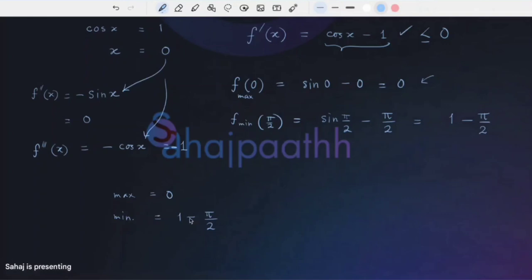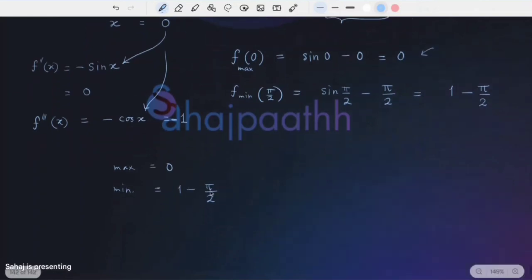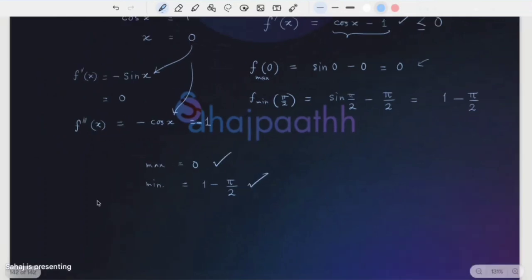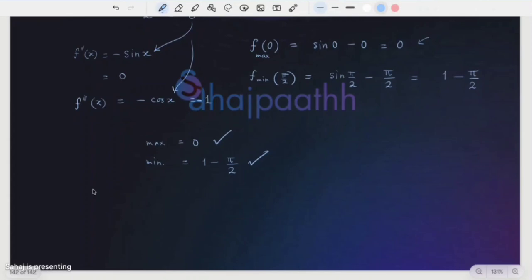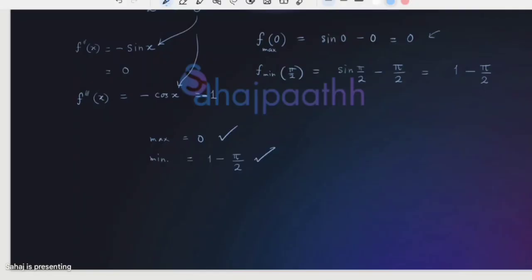Okay, it's fine. So you see, the maximum value turned out to be 0, minimum value turned out to be 1 minus pi by 2. We have to do something unusual to get these values. No, you have to see the decreasing function and then you take the limiting values.